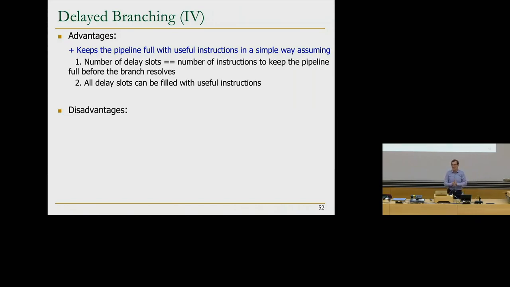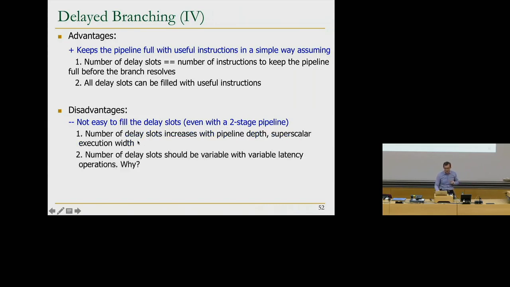Well, the idea is to use branch prediction. That's essentially what all of these machines do, MIPS and SPARC. They have delay slots, and the realization is that they shouldn't have done it. So basically, the first disadvantage is it's not easy to fill the delay slots, even with a 2-stage pipeline. Number of delay slots increase with the pipeline depth and superscalar execution width. And if you want to change any of those, now the delay slot doesn't help you. And number of delay slots also should be variable with variable latency operations.